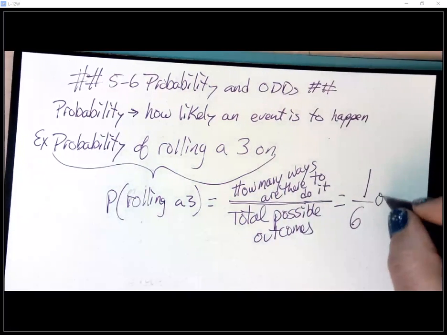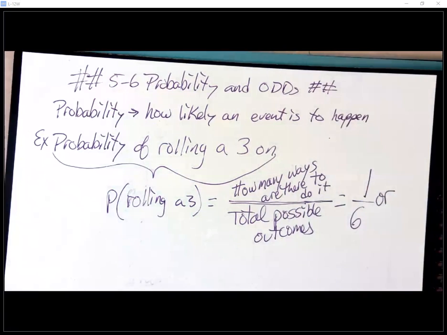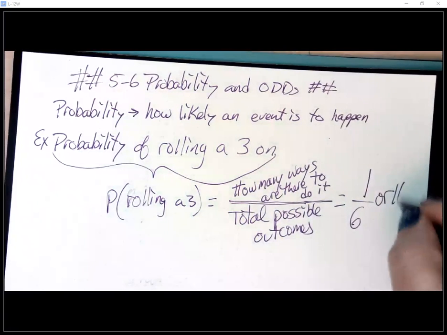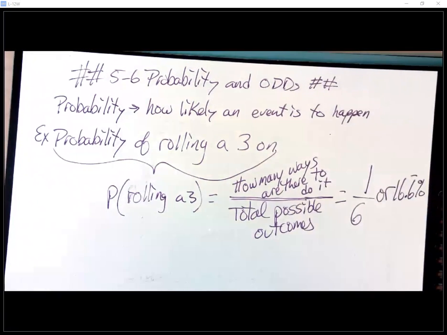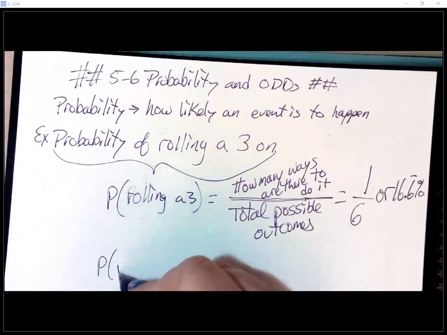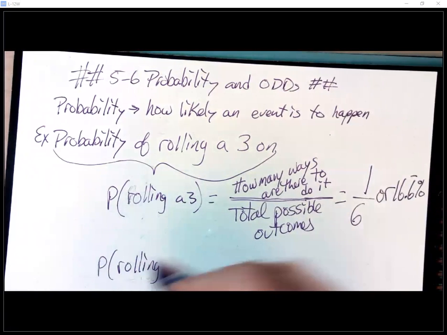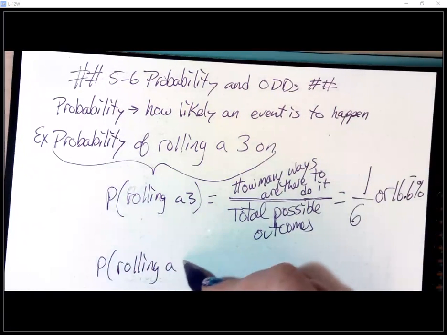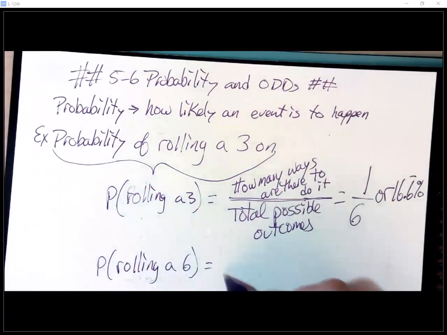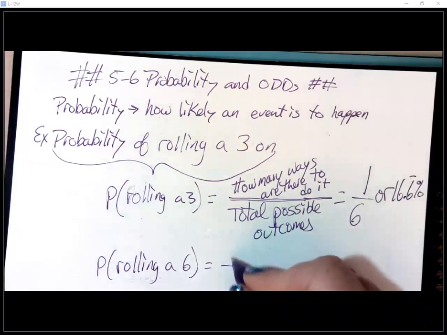Is it? So 16.6 repeating percent. All right, so what would the probability of rolling a 6 be? Same thing, right? There's only 1/6 and there's 6 total possible outcomes.